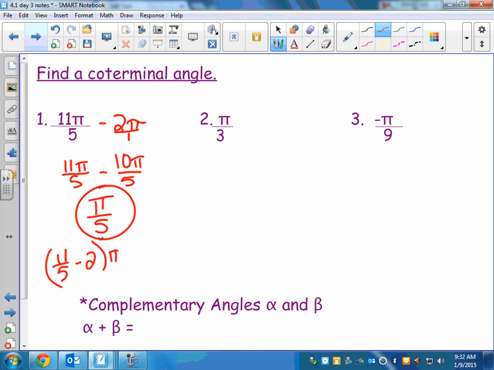You with me on that? Pi fifths. Pi fifths. One of many right answers.